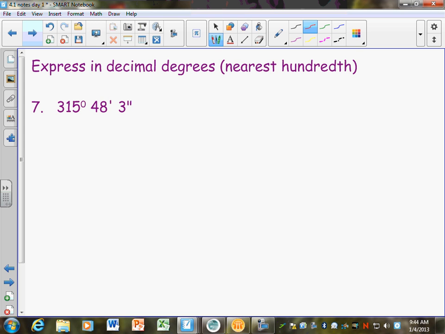I'm trying to put it back in degrees. Do I need to change the 315? No, it's already in degrees, right? But I do need to change both the minutes and the seconds back to decimals. And so when they give you this, your answer is going to be a decimal. So the 315 is just going to stay 315. I kind of put a plus sign in here, but just know you're going to add this all together at the end if you don't want to do that.